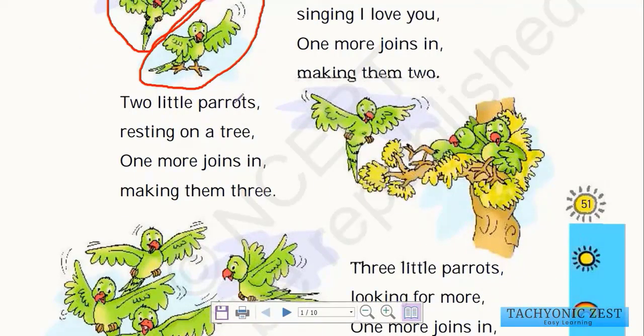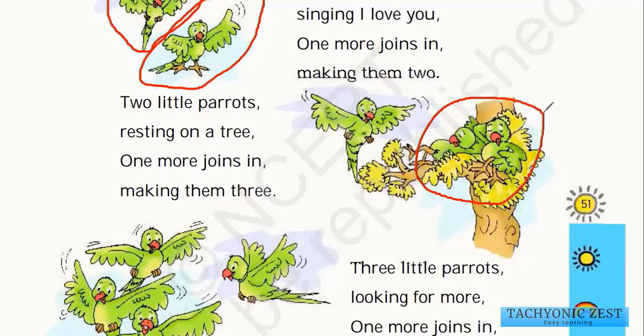Next, two little parrots resting on a tree. One more joins in, making them 3. So first two little parrots were there, resting on a tree. One more parrot comes in. Now the total number of parrots is 1, 2, 3.